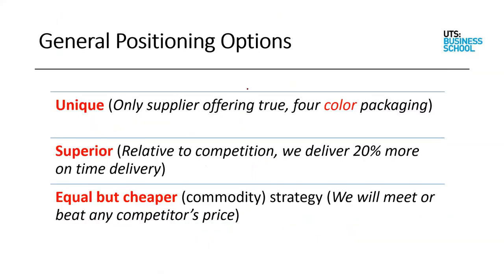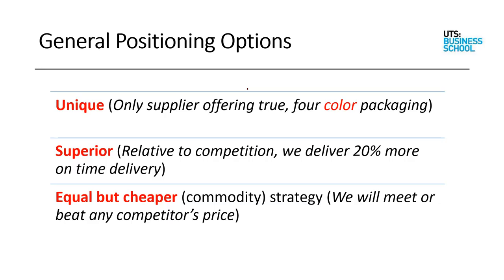So the general positioning options are, for example, you can position your product as being very unique. That is, you're the only supplier offering that true packaging or the product or fulfilling that unique need. It can be superior in terms of quality of the product or in terms of other attributes such as delivery services, time to reach the destination, etc.